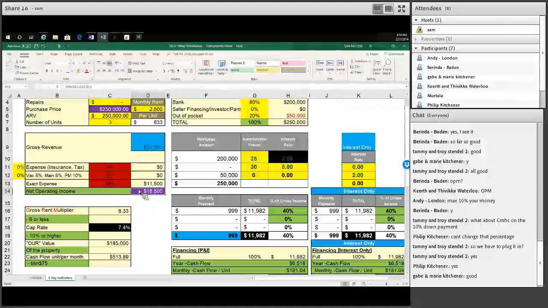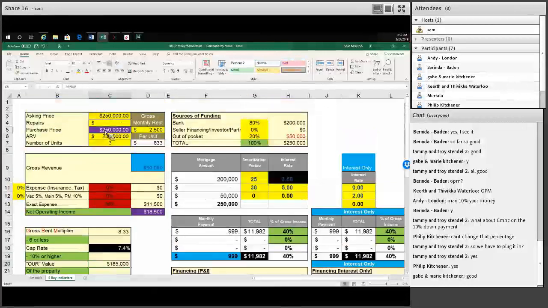I take the 11,500 from my gross revenue. That's what I get to keep. So I take my gross revenue, my net operating income, my apologies. Net operating income. How much do I get to keep after I pay my bills from the gross rents? That's 18.5. So what it does is it says whatever this number is, multiply it by 10. And that's what's going to give us our value, okay?